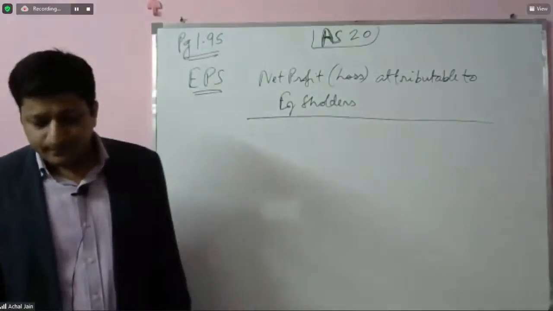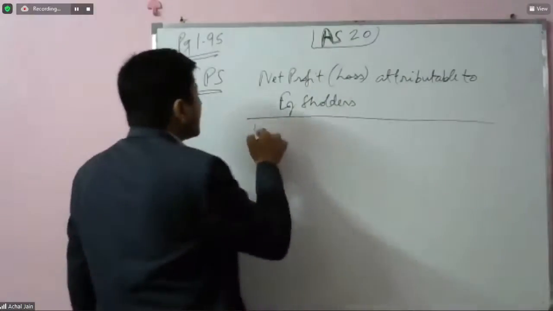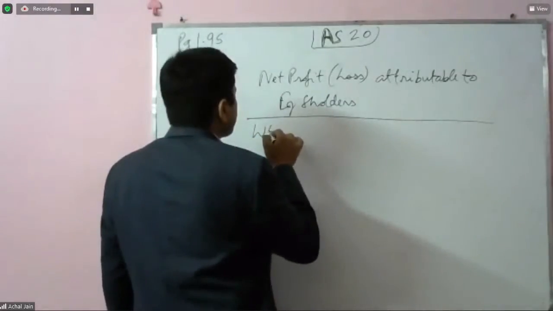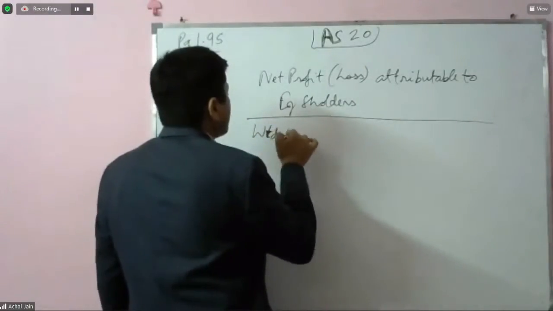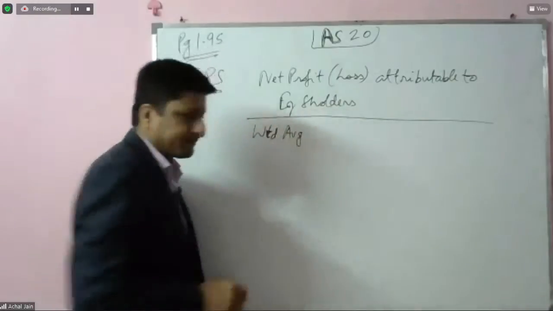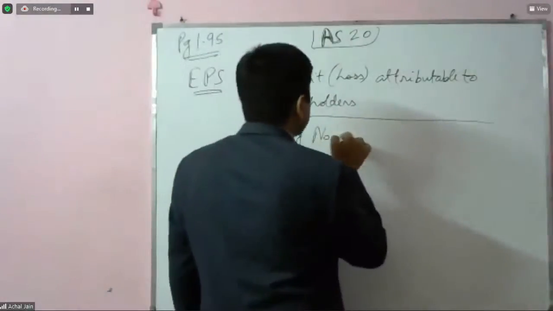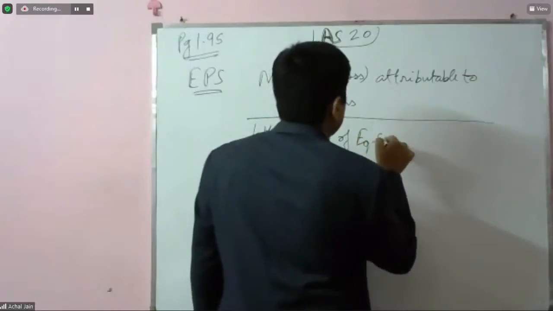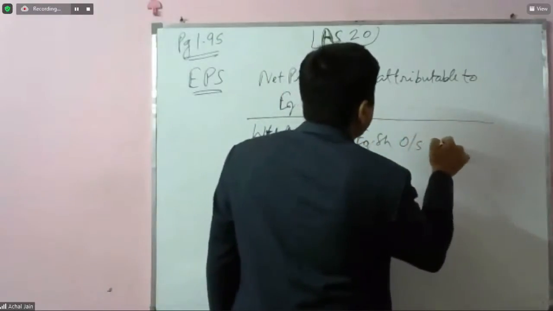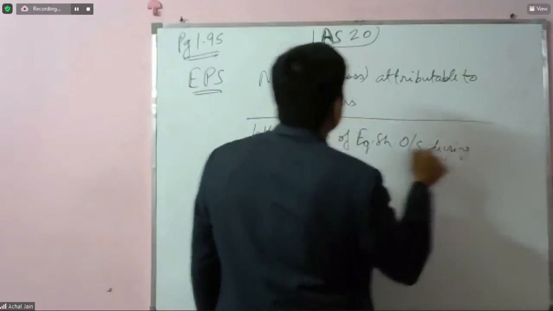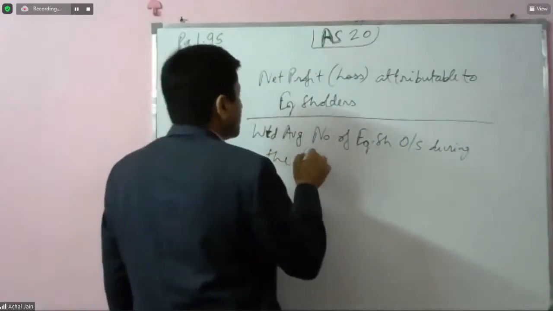Divided by weighted average number of equity shares outstanding during the period or the year.